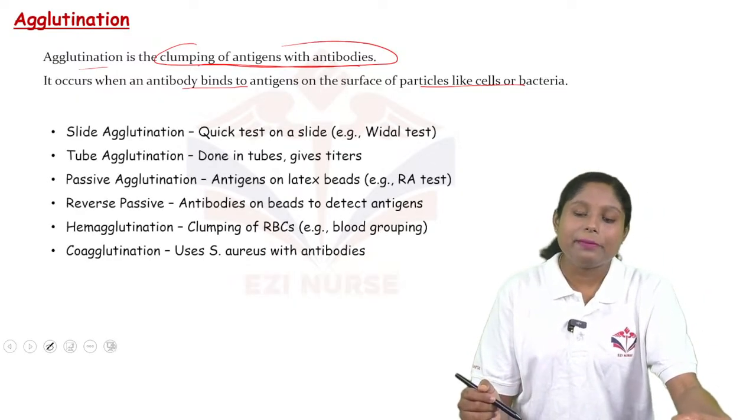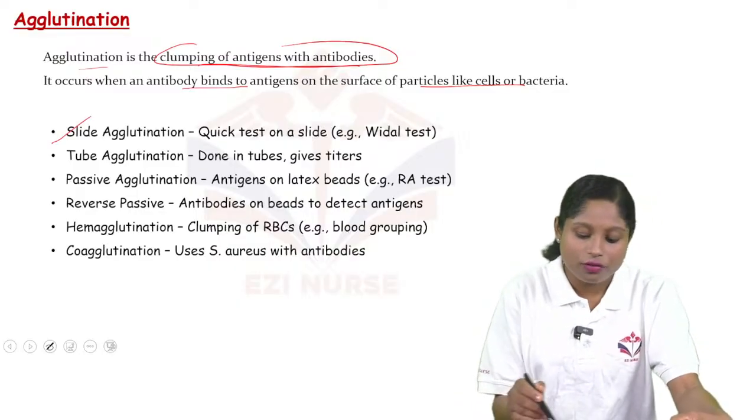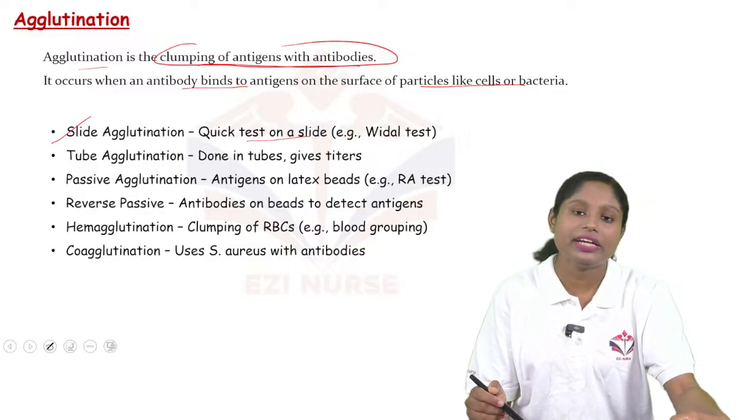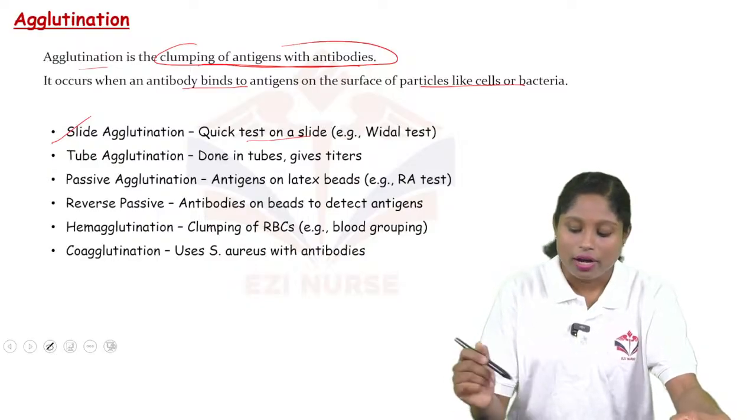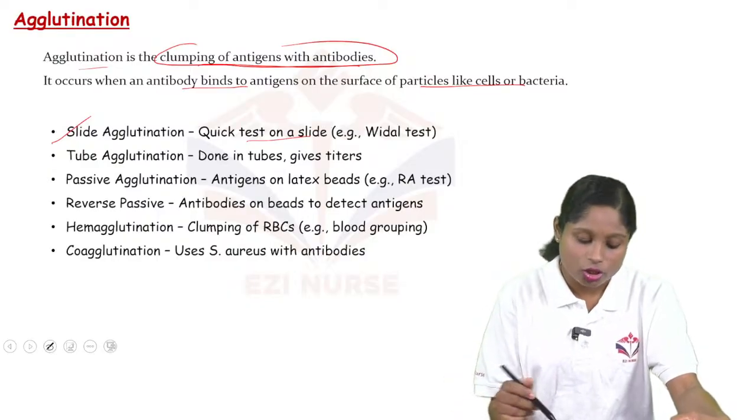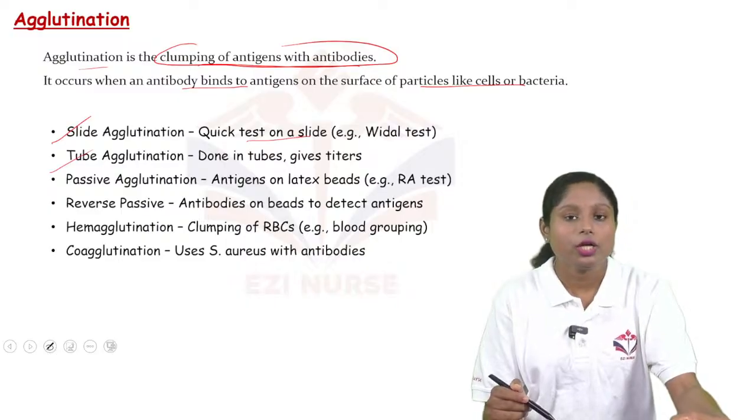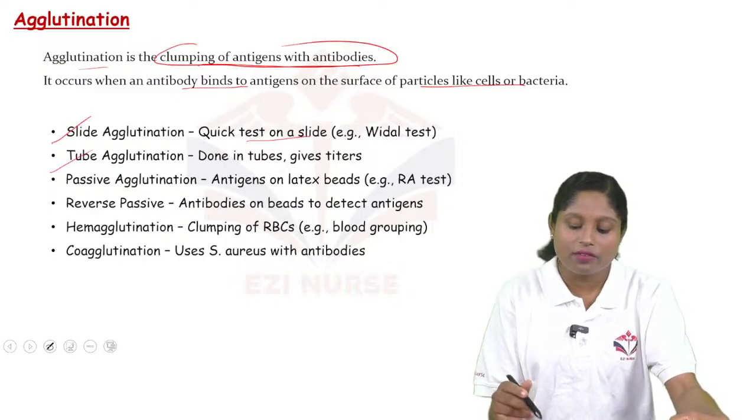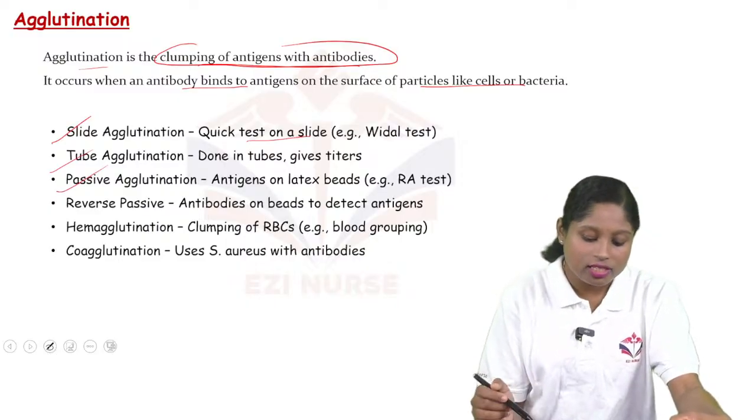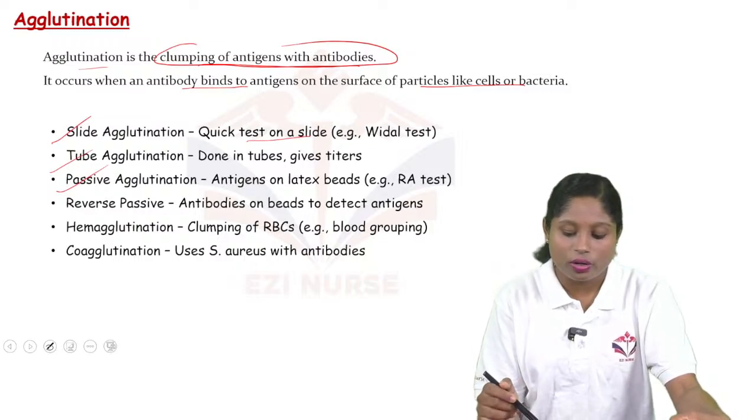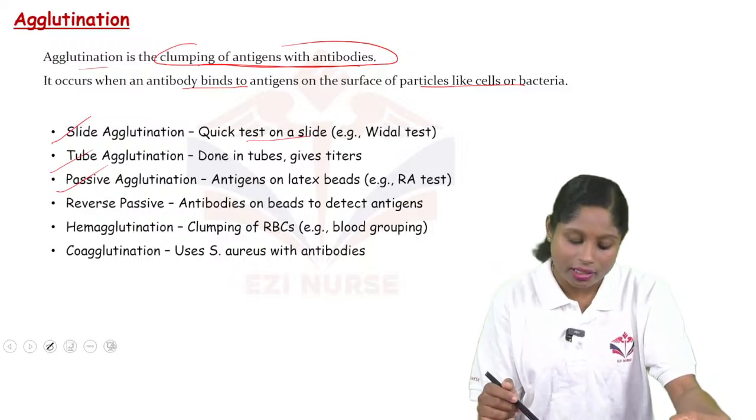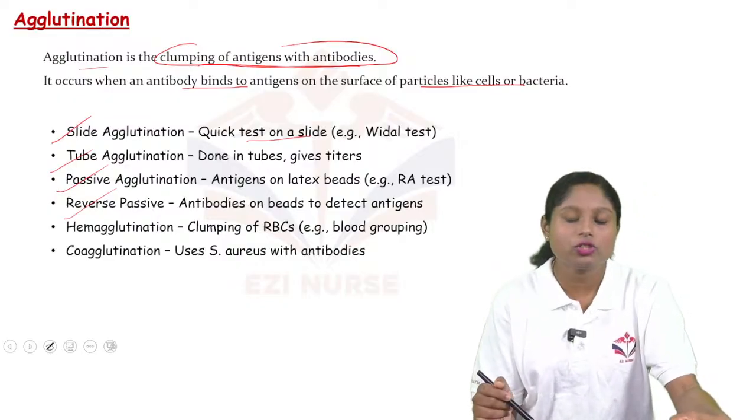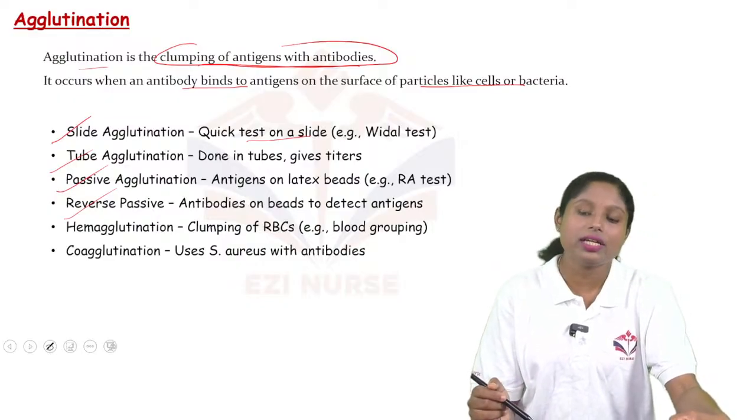So what are the types here? Slide agglutination is a quick test done on a slide. Example, Vidal test, which we use in the case of typhoid. Next is tube agglutination, done in tubes, giving titers. Also passive agglutination, with antigens on latex beads. Example, RA test.